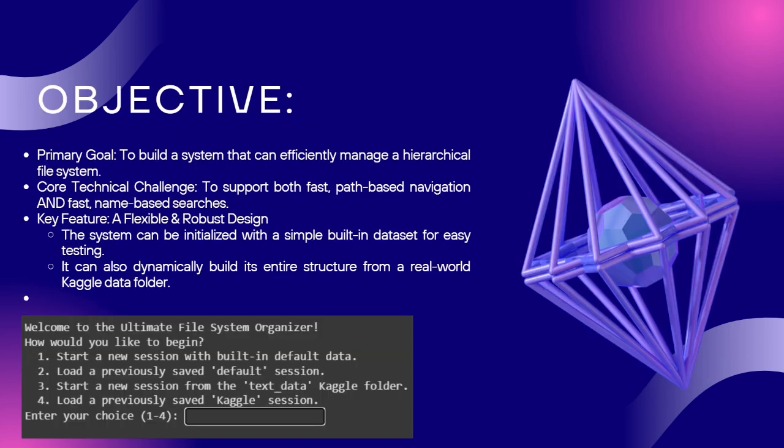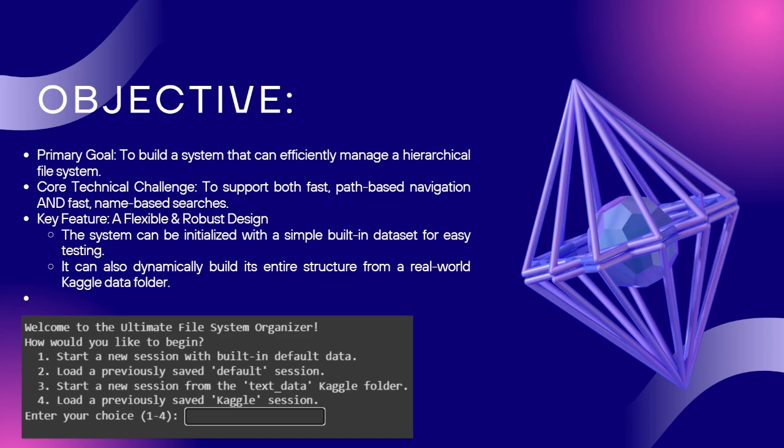The primary objective of this project is to build a system that can efficiently manage a file system, just like the one in your computer. A file system needs to be good at two things. First, it needs to handle hierarchical operations, things like navigating from one directory to another. Second, it needs to be able to perform a global search, finding a file by its name, no matter where it is in the system.